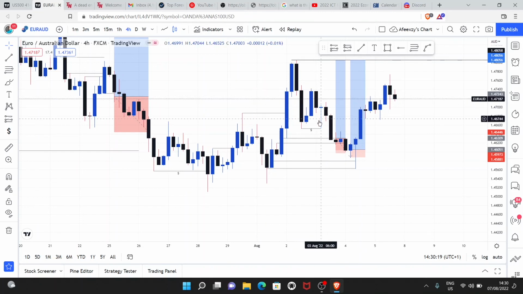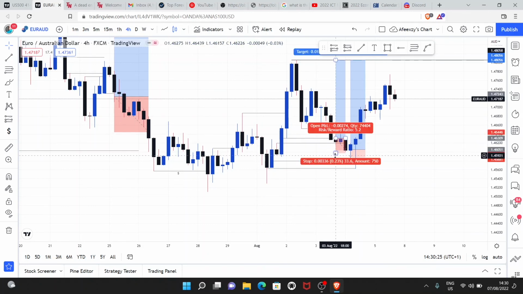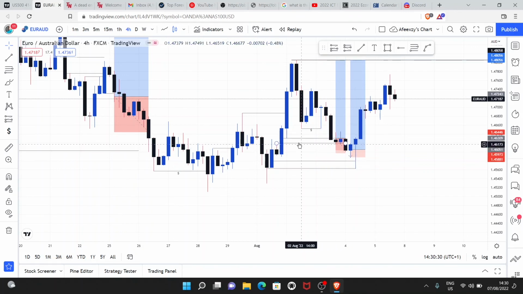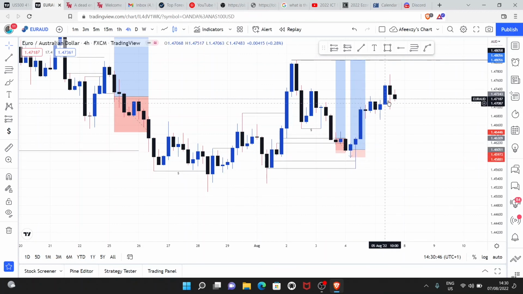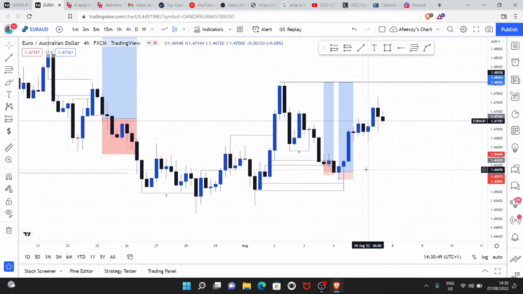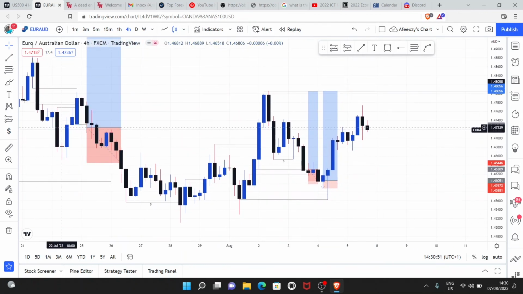Then we came here, created equal lows, a grab of these equal lows. Then I entered here on this fair value gap getting filled. Then it hit my stop loss overnight. In the morning on London Open, I also took an entry here, which also stopped me out here. So it went down lower, then later continued going higher. That was that on Euro AUD.